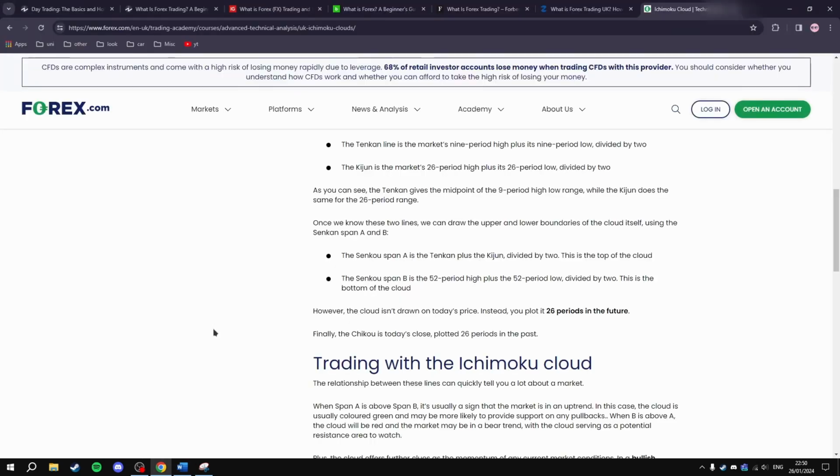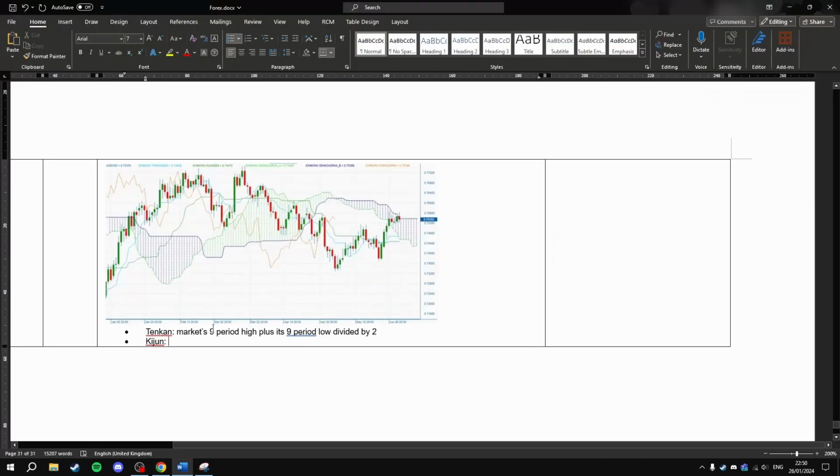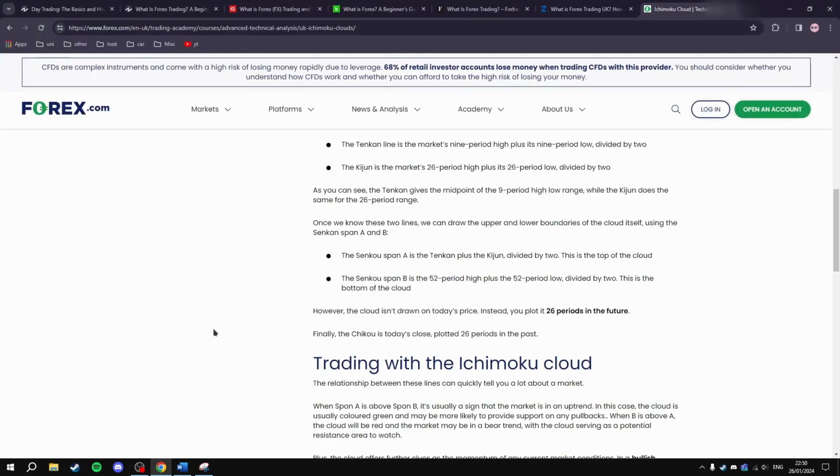Kijun is the market's 26-period high plus its 26-period low divided by 2. As you can see, the Tenkan gives the midpoint of the 9-period high-low range, whilst the Kijun does the same for the 26-period range.